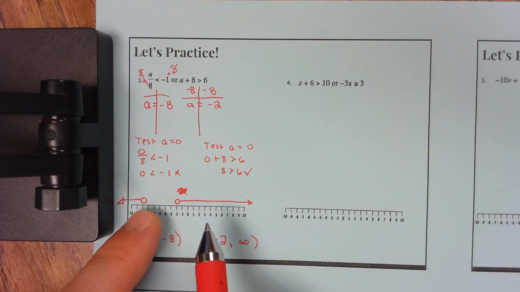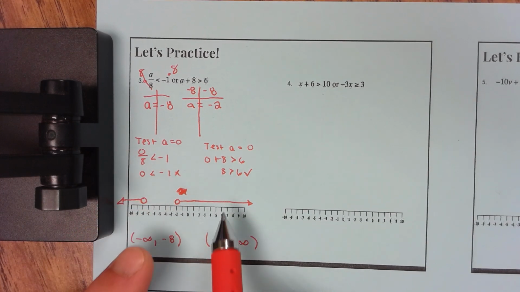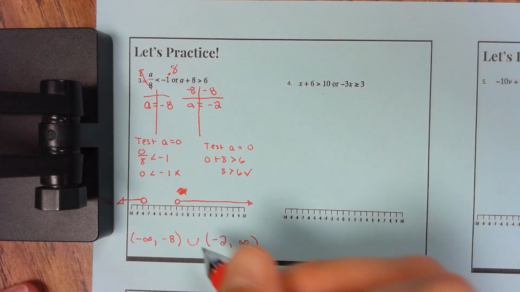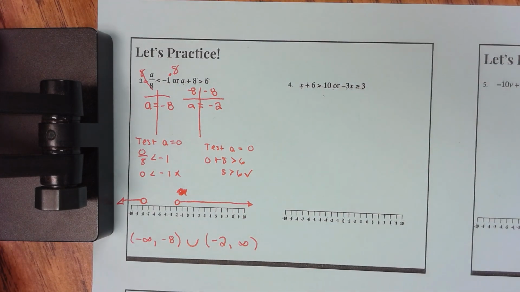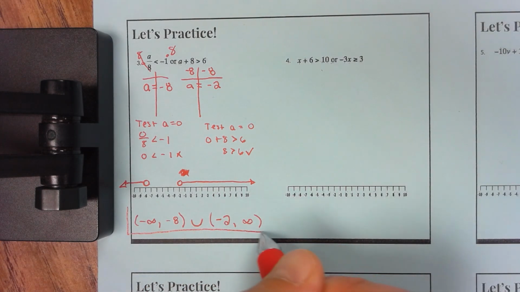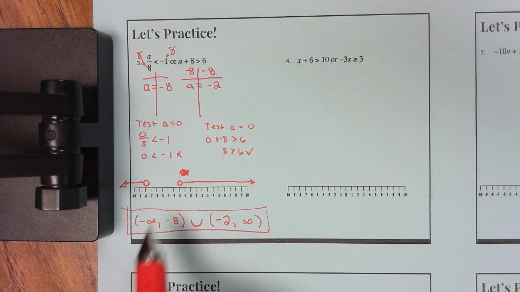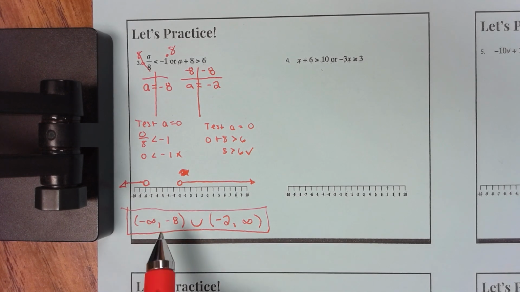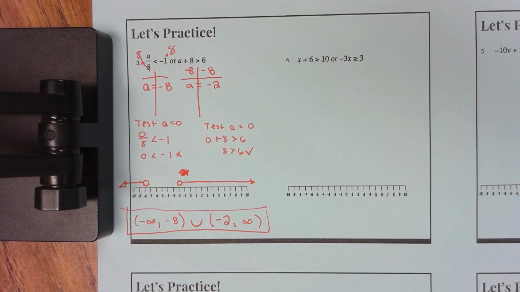Now, one notational thing that is going to be new for us to add is that when we have a compound inequality or an OR, we use this U. It's not the letter U, but it looks like U. And this is what groups them together, saying that our values that make this inequality true are all numbers from negative infinity to negative 8, as well as the numbers from negative 2 to infinity.